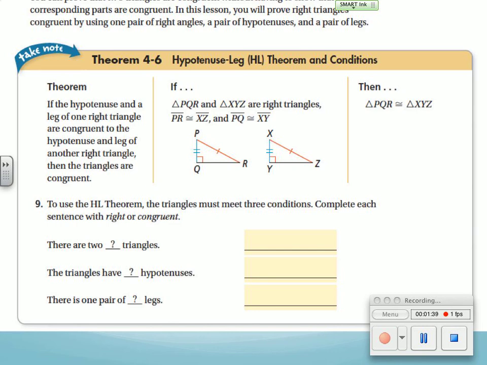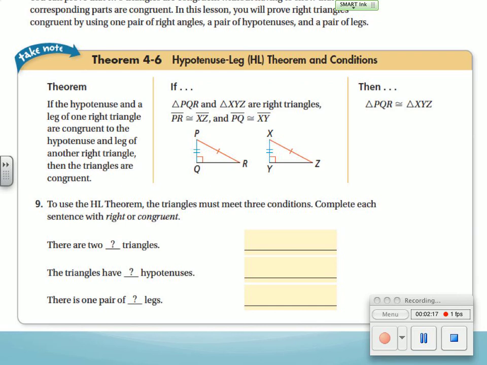What it says at the top of your slide, which you can read on your paper, is that you can prove that two triangles are congruent without having to show that all corresponding parts are congruent. In this lesson, we're going to find out we can prove that right triangles are congruent by using one pair of right angles, a pair of hypotenuses, and a pair of legs. The hypotenuse leg theorem is like this: if the hypotenuse and a leg of one right triangle are congruent to the hypotenuse and leg of another right triangle, then the triangles are congruent.